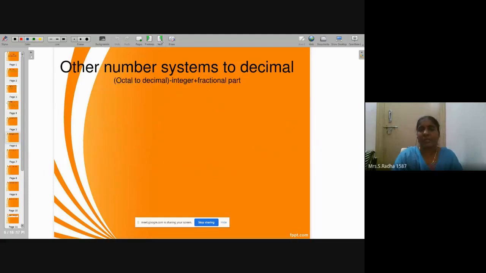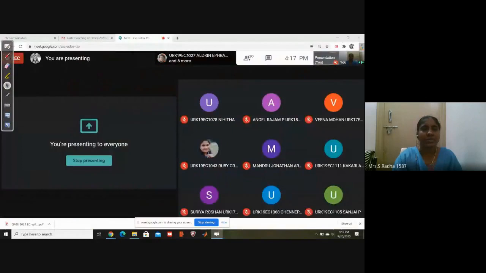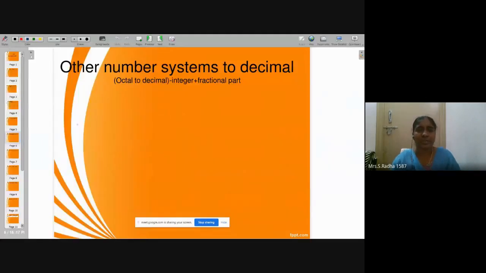Similarly, you might know how to do octal to decimal. An octal number will contain only the digits 0 to 7. If I take an example, 35.23, this is an octal number system. How to convert it to the decimal number system?